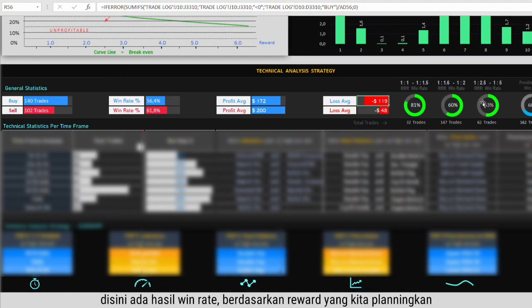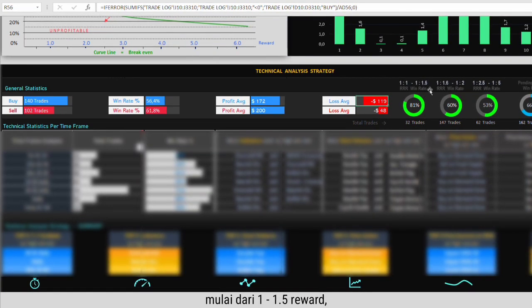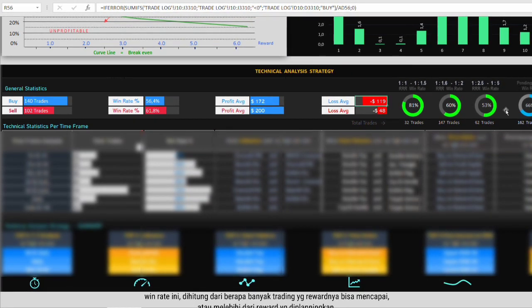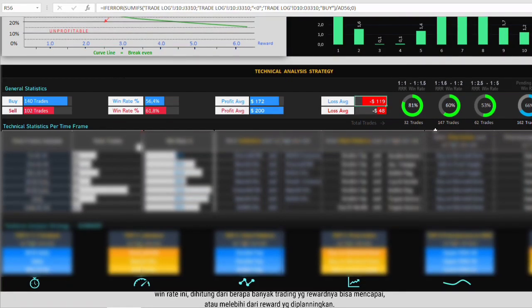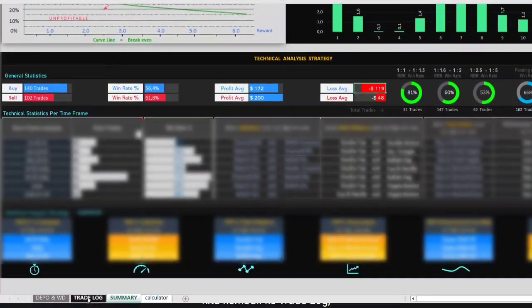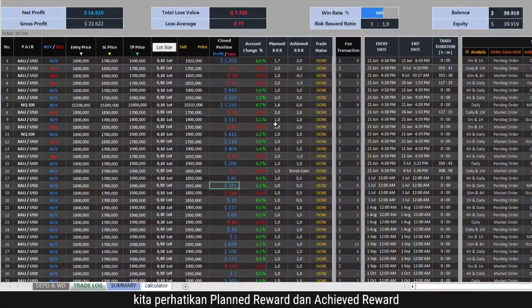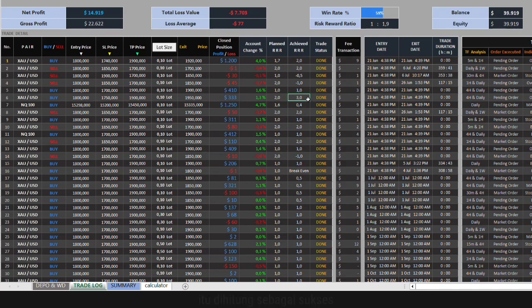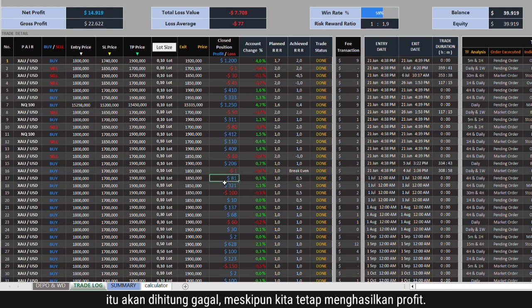Okay, moving to here. There is a win rate acquisition based on the planned risk reward ratio, starting from 1 to 1.5 rewards, 1.6 to 2 rewards, and 2.5 to 5 rewards. The win rate here is calculated by how many successful trades can meet or exceed the planned reward. For example, if we go back to the trade log, we can see the planned reward and the achieved reward. If we planned for 2 rewards and we achieve 2 or more rewards, it counts as a success. On the other hand, if we plan 1 reward and achieve 0.5, it will count as a failure even though we made a profit.